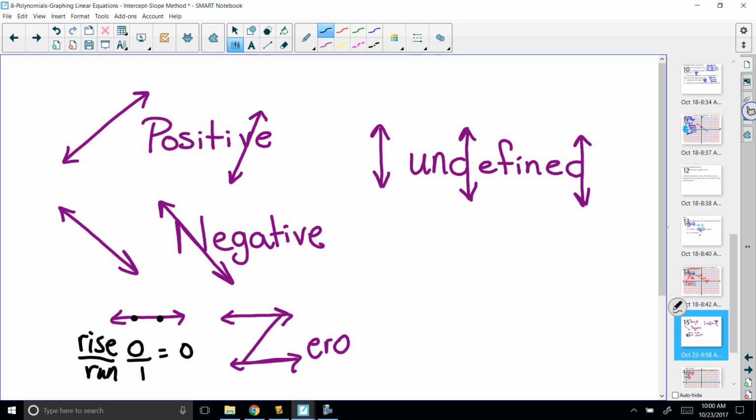But if I go to the undefined and I create 2 points, what's your rise between the 2 points? I'll call that a distance of 1. What's your run? How far over do you go between those 2 points? The run is 0. And what's 1 divided by 0? Undefined. That's why it's an undefined slope.